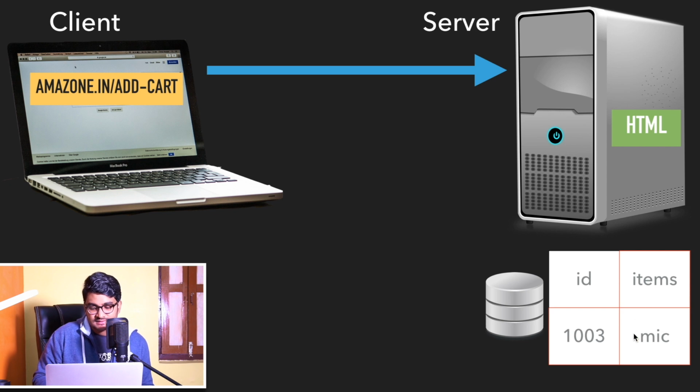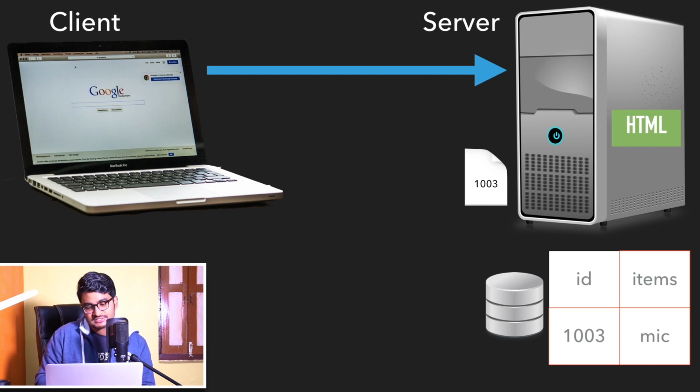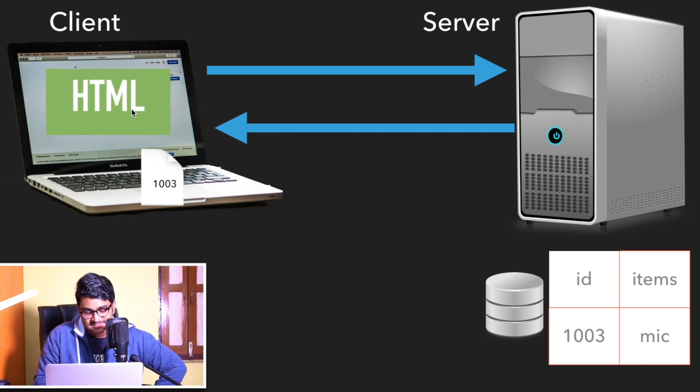Once it stores this information inside the server memory, it creates a cookie, and this cookie right now will not contain any other information. It will only contain the ID of the user. Let's say I'm the user whose number is 1003 and I want to purchase the mic. So this information is stored inside the server safely. Right now it is only creating the cookie with the ID. With the response, it is going to send this cookie to the client's computer, and also send the HTML page. This is how the session works.